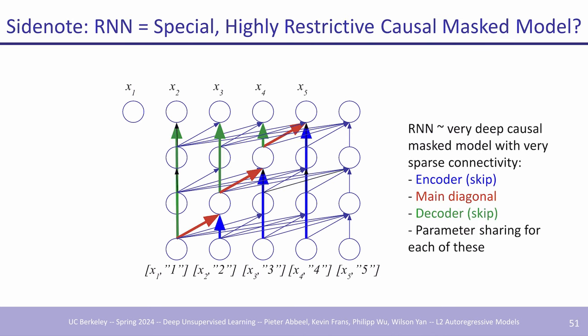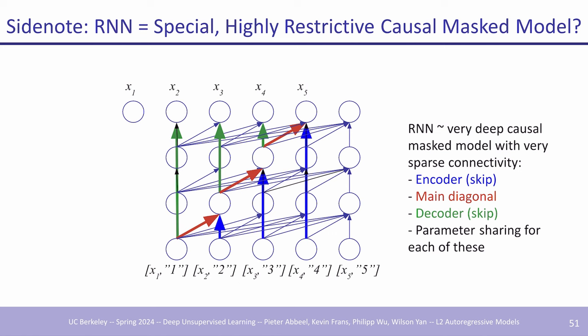Effectively, what the RNN is doing is to restrict itself to the blue connections, which are the encoder connections, the red connections, which are the horizontal paths in the RNN, and then the green connections, which are the decoder connections of the RNN. It looks different in the RNN. It gets reshuffled to look differently, but effectively, you think of an RNN as an extremely tall causal mask model, extremely tall, the length of your data tall, which typically you wouldn't do that tall.